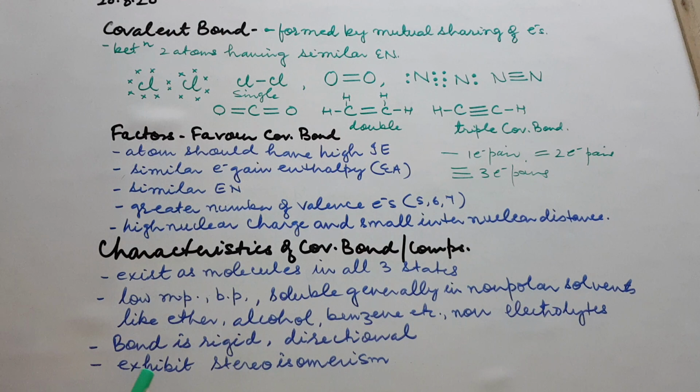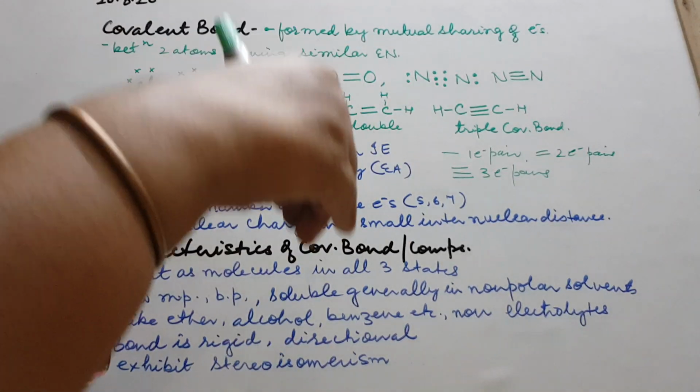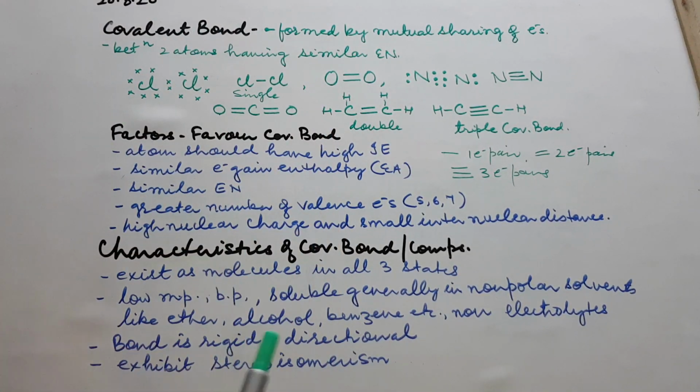It is because of this we say the bond is rigid and directional, right? The bond is rigid and directional. Electrons are placed in the center. The bond is rigid and directional.